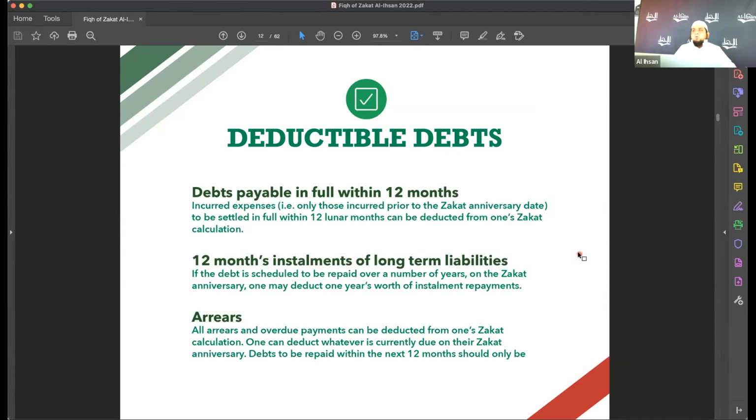So if you owe money to someone, you can usually deduct that from your total zakatable wealth. Let's say you have $10,000, you owe $2,000, you'll pay zakat on 8,000, not on 10,000. But it depends what the nature of that debt is. If the debt is being paid back in the next 12 months, whatever you're going to pay in those 12 months, that is the amount you can deduct.